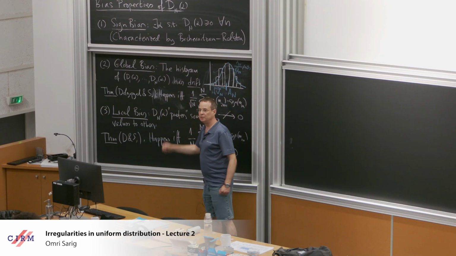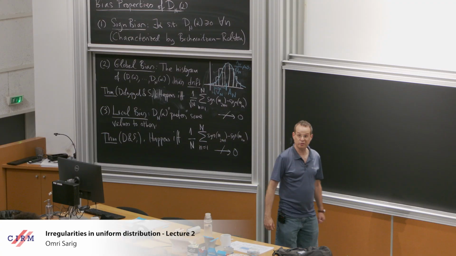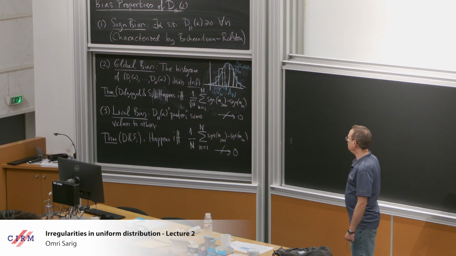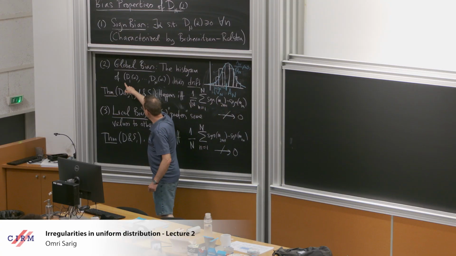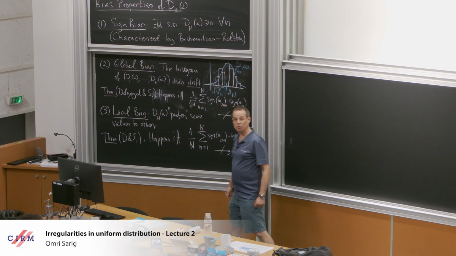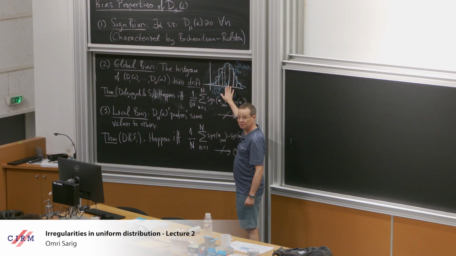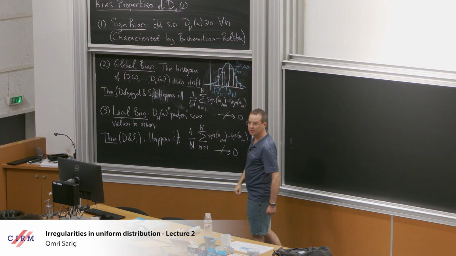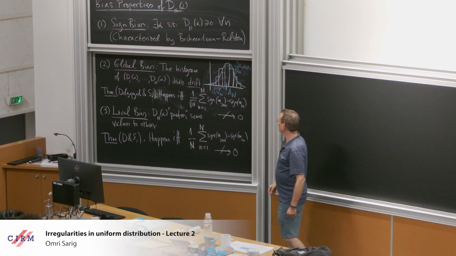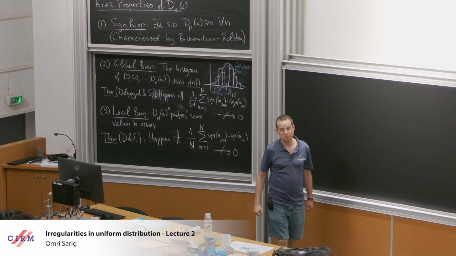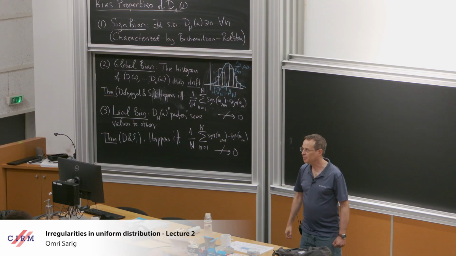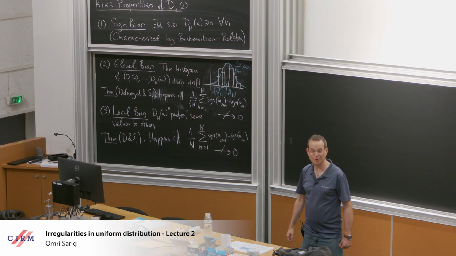Global bias is a phenomenon first discovered by Joseph Beck. He realized that there are some alphas such that if you look at the histogram of the first n values of the error term, and you draw a bar chart, then from far away it looks like a Gaussian, except that for some alphas, the Gaussian has a drift. The center is some number a_n, which is not at all negligible compared to the standard deviation. This, for example, happens for square root of 5.